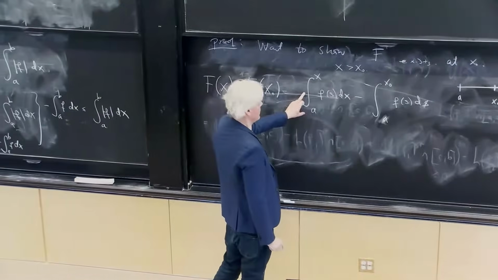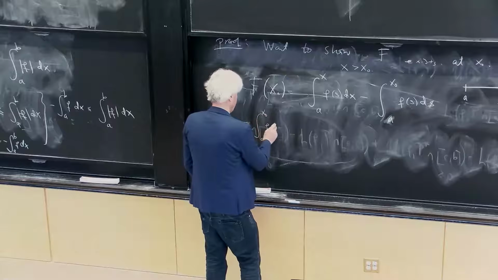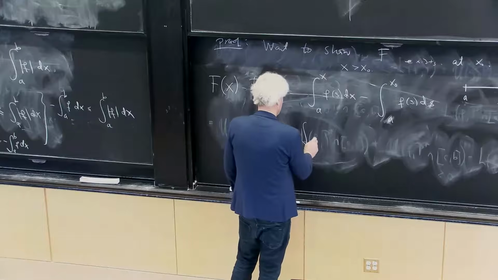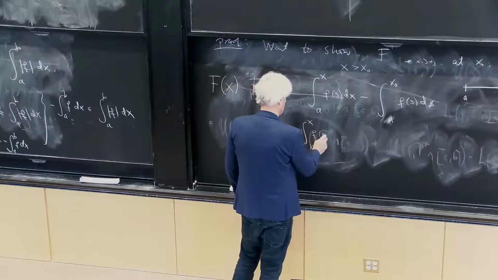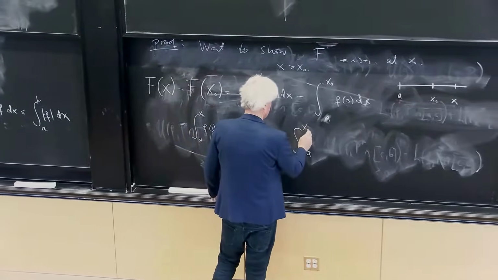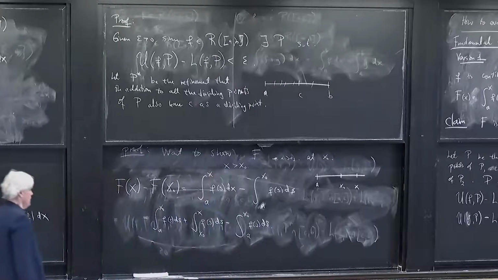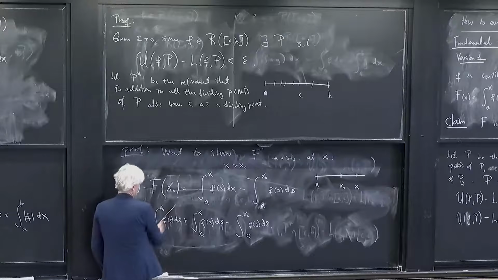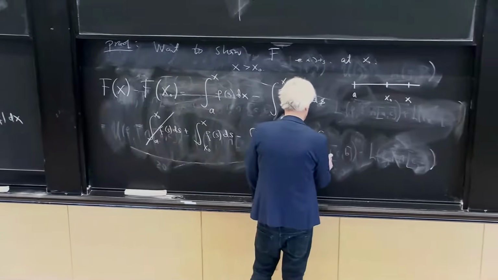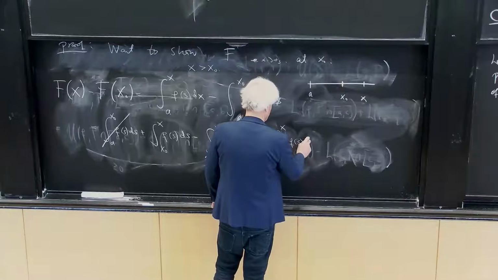So this one here, I break into two pieces. I integrate from a to x0 of f of s ds, and then I take the second piece, which is from x0 to x, and then minus the integral from a to x0 of f of s ds. Okay? But now you see that this one here cancels out with that, right? And so this difference is just the integral from x0 to x of f of s ds. Okay.